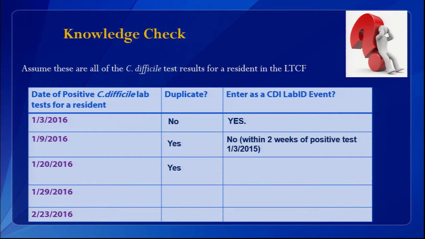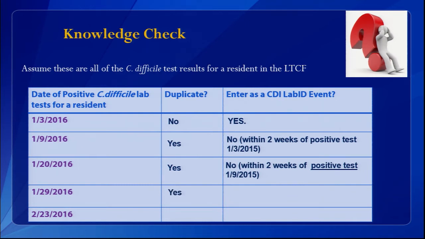Okay, so I want to explain this one a little bit. So 120, it is considered a duplicate. So remember, it's considered a duplicate because it's based on the most recent positive CDI lab ID test. It's not based on the most recent lab ID event. So the 120 is a duplicate because the resident had a positive C. diff on 1-9, right? And then what about 129?